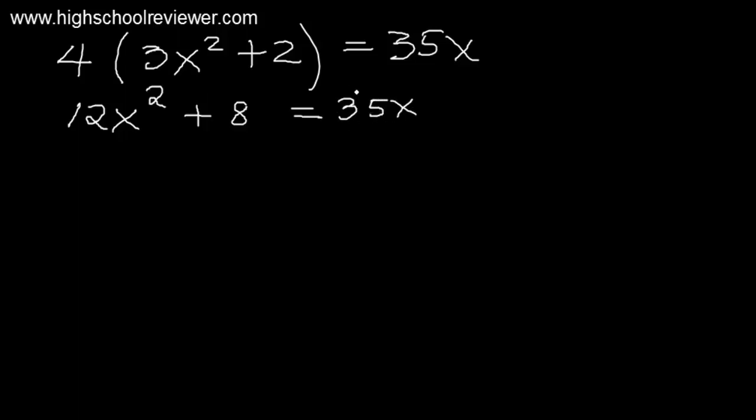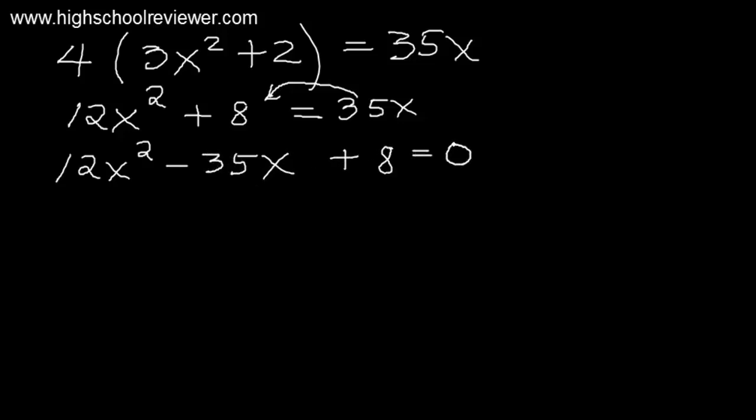Okay. Now, we need to transpose positive 35x to the left side so that we will have the form of a quadratic equation. So transposing, we will have here 12x squared, and if we transpose positive 35x, it will change its sign. This will become negative 35x plus 8 equals 0. Okay, so we cannot simplify this anymore, and there is a numerical coefficient on our first term, so we are going to start our factoring with our first term.